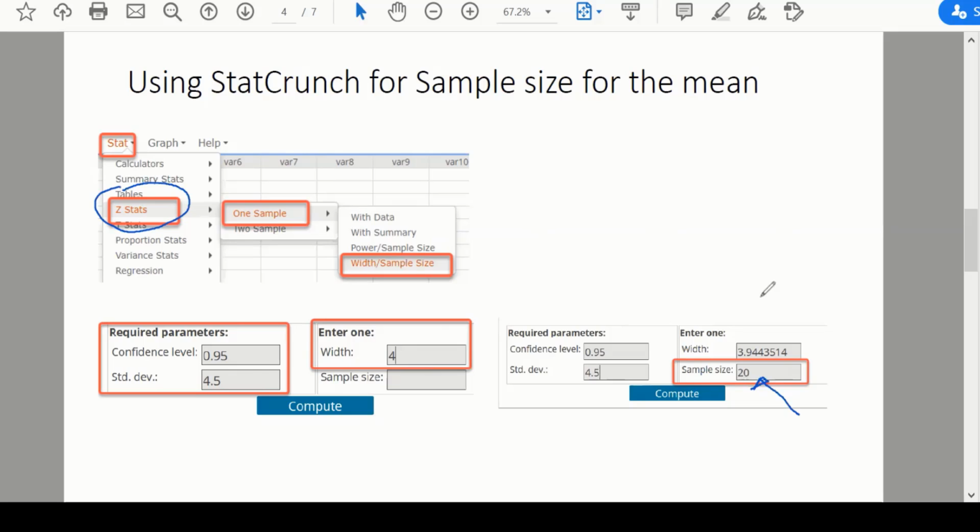Now notice this number changes slightly. It gets a little bit smaller once we've clicked compute. That's because it's rounding that sample size up to a whole number for you.